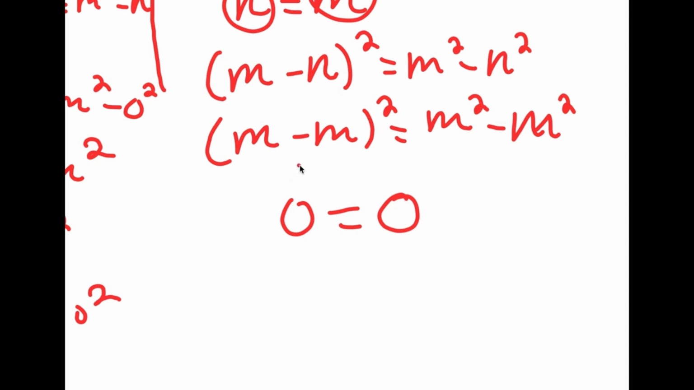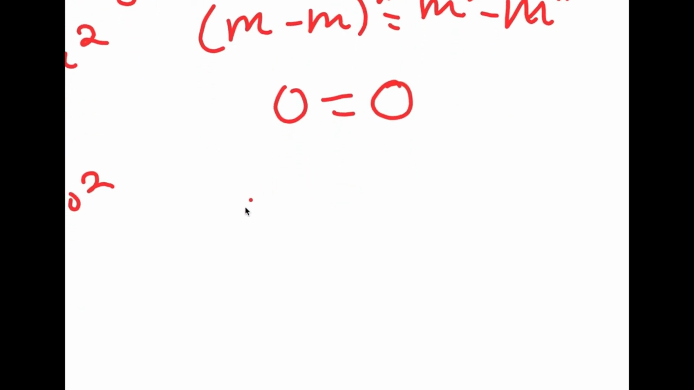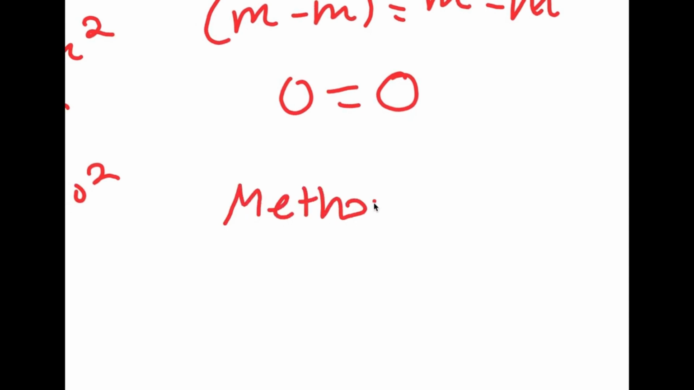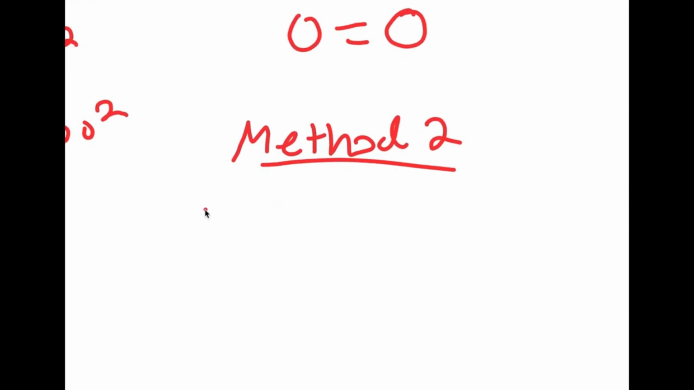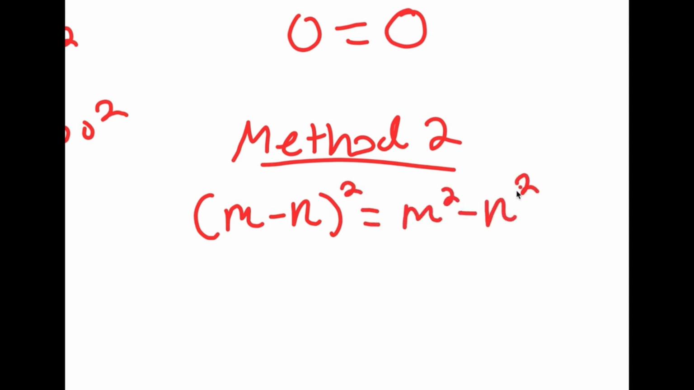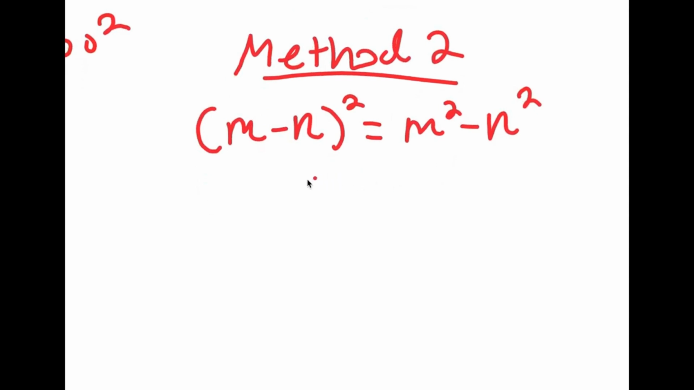So now going back, what I'm going to do is do a different method to solve this problem. So method 2 is, first let's rewrite the equation. We have (m minus n) squared is equal to m squared minus n squared. And now this time, I'm going to again expand (m minus n) squared to (m minus n) times (m minus n).